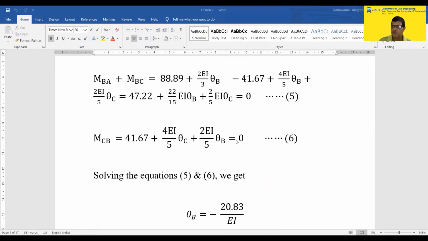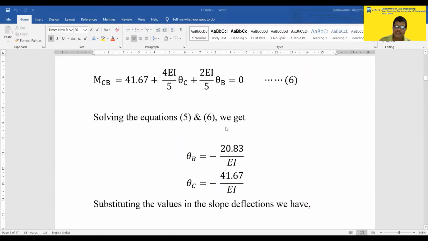You have to do something simple: take the values that have been calculated earlier and put them into these equations. Don't worry about the sign convention; whatever sign you have got, put the signs in and write the equations. Now these two equations have the two unknowns theta B and theta C, and you can solve them to find the values. You know how to solve simultaneous equations, so I'm not going into that part.